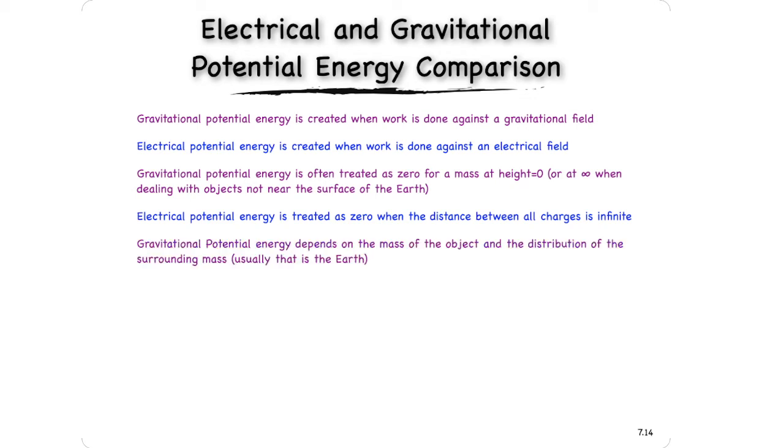Gravitational potential energy depends on the mass of the object I'm considering. If I have a brick and I lift it up, I'm storing some potential energy. But it also depends on the mass distribution around it, which is the Earth. If I take that brick and put it out into interstellar space, it doesn't really have any potential energy. I don't have to do any work to lift it or move it around. But near the Earth, I do. We don't often think about that, but gravitational potential energy depends on the distribution of mass around my object. Electrical potential energy depends on the distribution of charge around my charged object.